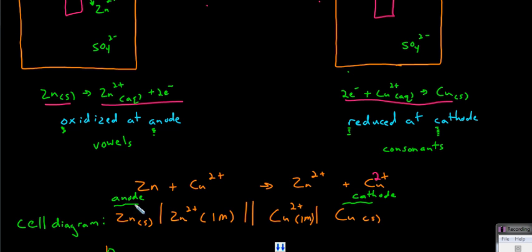Now, this anode and its solution are separated by a salt bridge, which is represented by these double bars. And then at the right we have our cathode, and right by that cathode we have a solution of copper ions, which is also in 1 molar concentration. So this is our cell diagram. We have the anode on the left and cathode on the right.